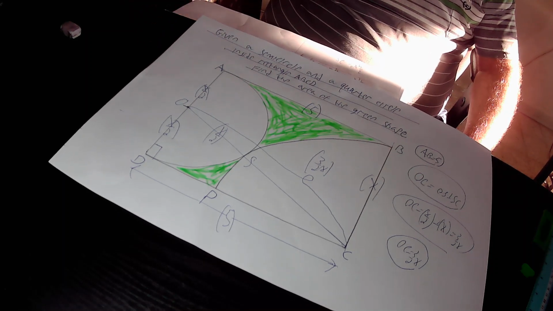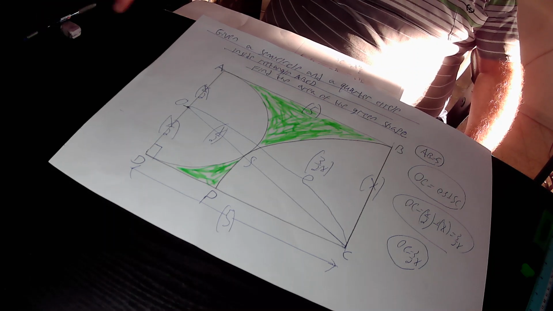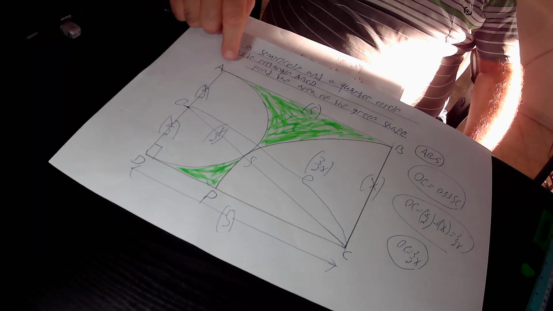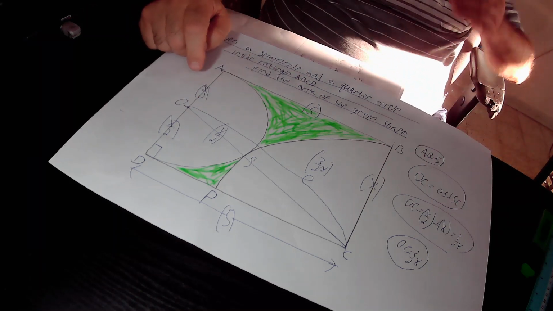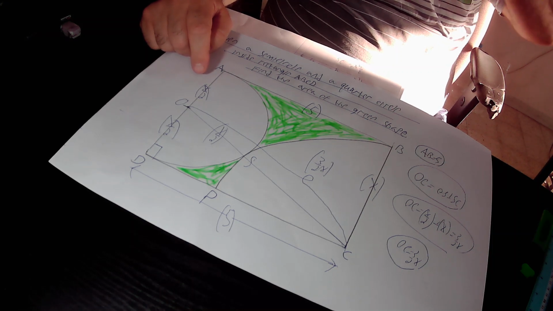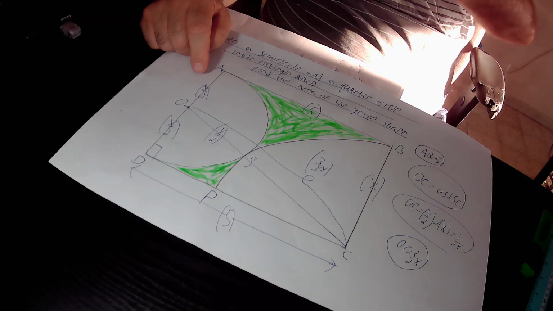AD is one side of rectangle ABCD, but AD is also the diameter of this semicircle. So we know that the diameter of this semicircle equals x. If the diameter is x, it means that the radius must be equal to half of it.